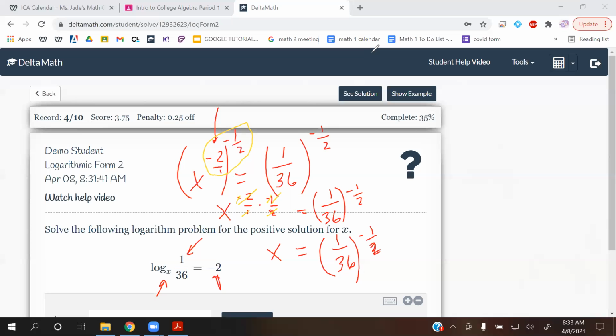And in my typical fashion, let's get rid of the negative first. The negative means we're going to flip the fraction around. So instead of 1 over 36, it's now 36 over 1, which as you know is 36. But I am writing it as over 1 to emphasize. And this is now raised to the power of positive 1/2.